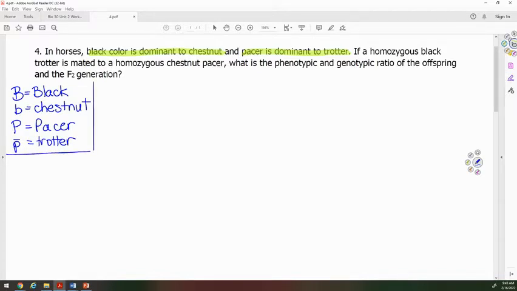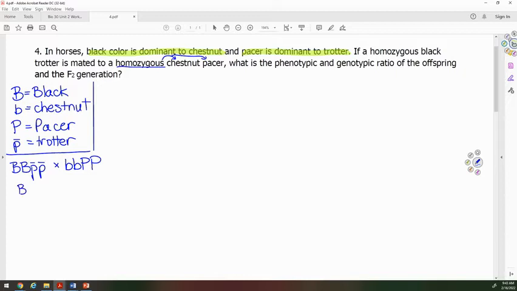Next, we're going to find the genotypes of the parents. A homozygous black trotter, so homozygous means two big B's, and trotter is recessive, so it has to be two little p's, is crossed with a homozygous chestnut pacer. Now we have homozygous chestnut there. When homozygous is written in front of two traits that could both be homozygous, they are both homozygous.